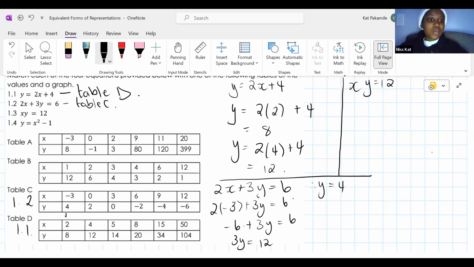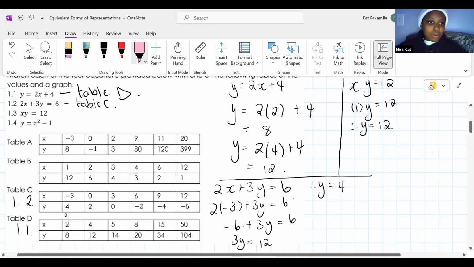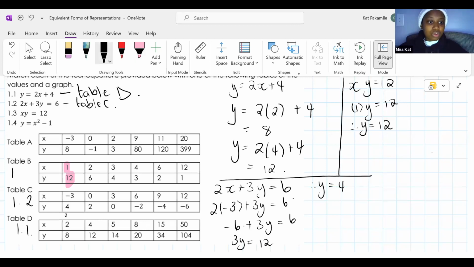Table A and B are the only ones that are left. I'm going to try table A. If I input x as 1, then 1 times y equals 12. Therefore, y equals 12. So for an input of 1, I did indeed get an output of 12. That was very easy. That means 1.3 goes with table B. You see what I did, guys? We were substituting. Can you see I got it?